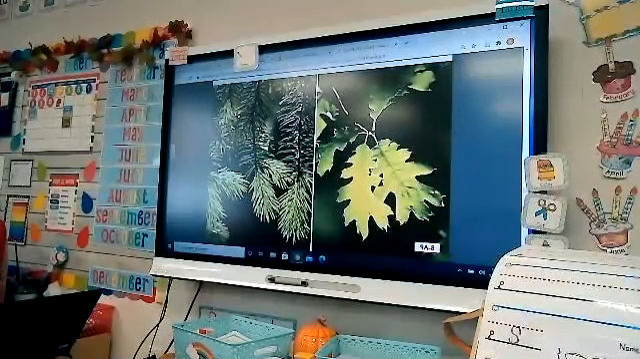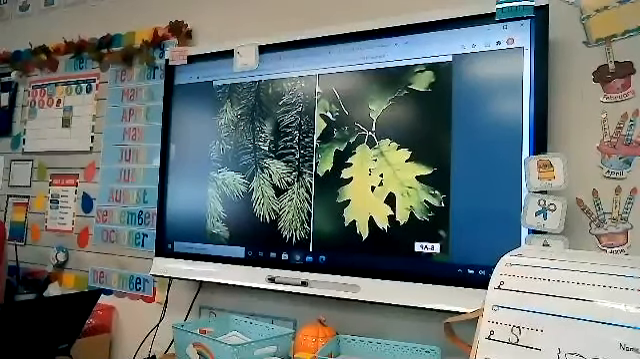Okay, what is an evergreen tree? Shayla, what's an evergreen tree? It's a Christmas tree, and the leaves never fall down. That's right. It stays green all year round, doesn't it? What color is it in the spring? Green. What color is it in the summer? Green. What color is it in the fall? Green. What color is it in the winter? Green. That's right.